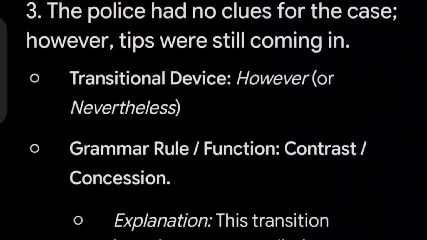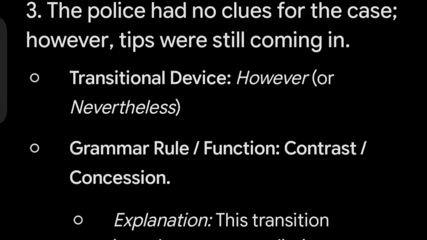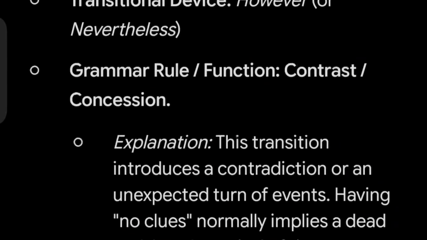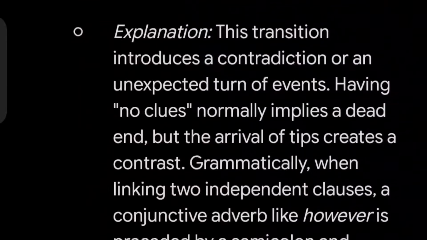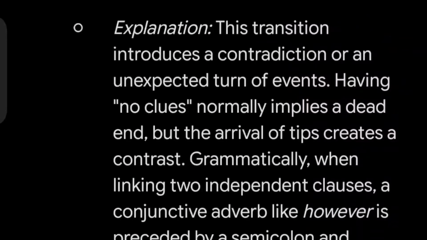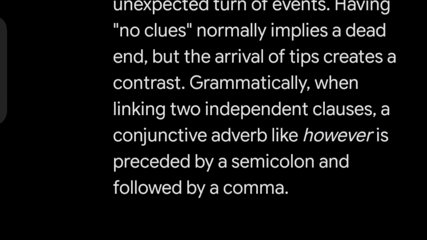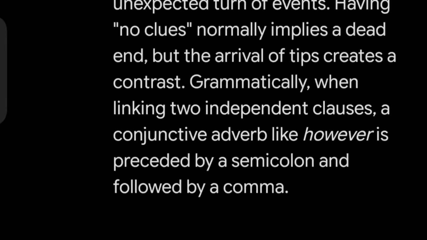3. The police had no clues for the case. However, tips were still coming in. Transitional device: however, or nevertheless. Grammar rule/function: contrast/concession. Explanation: This transition introduces a contradiction or an unexpected turn of events. Having no clues normally implies a dead end, but the arrival of tips creates a contrast.